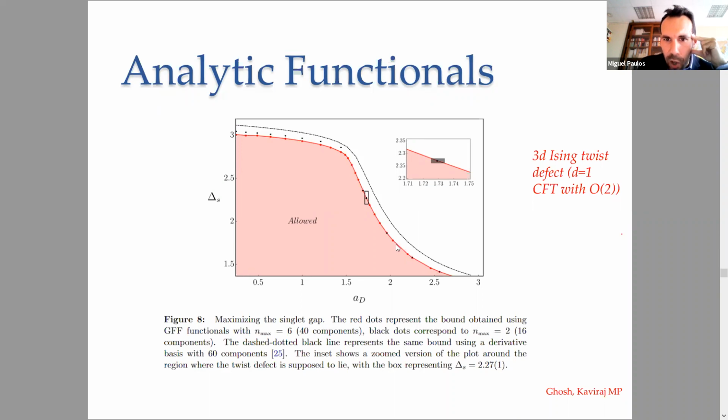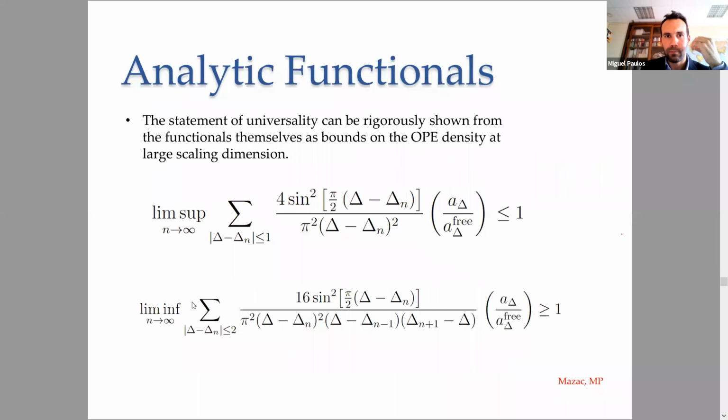The results all lie on top of each other, so there's basically no difference between using 16 or 40 components down here. And they're both a lot better than this 60 component result with derivatives. So basically, this is really the way to do the numerical bootstrap: to use functionals like this.